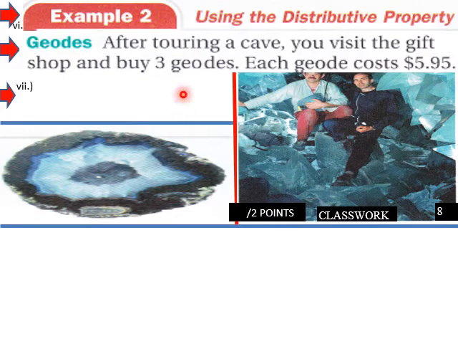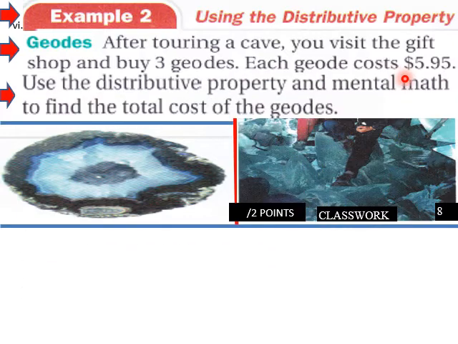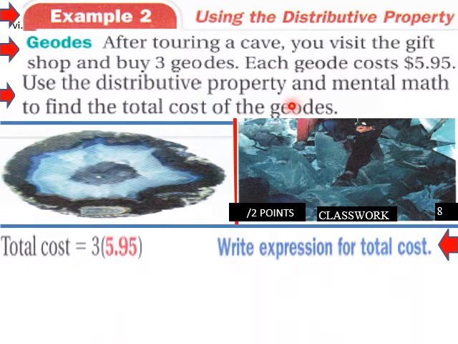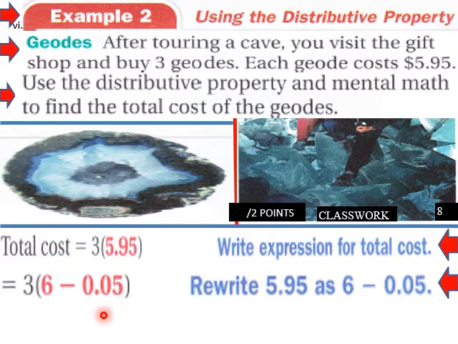And then example 2, after touring the cave, you visit the gift shop and buy 3 geodes. Each geode costs $5.95. Use the distributive property and mental math to find the total cost of the geodes. Okay, so we have 3 geodes, they cost $5.95. This would be a way of doing it. And then rewrite $5.95 as 6 minus 0.05, 6 minus 5 cents. This would be another way of doing it, would it not? This is an equivalent expression of this one up here.